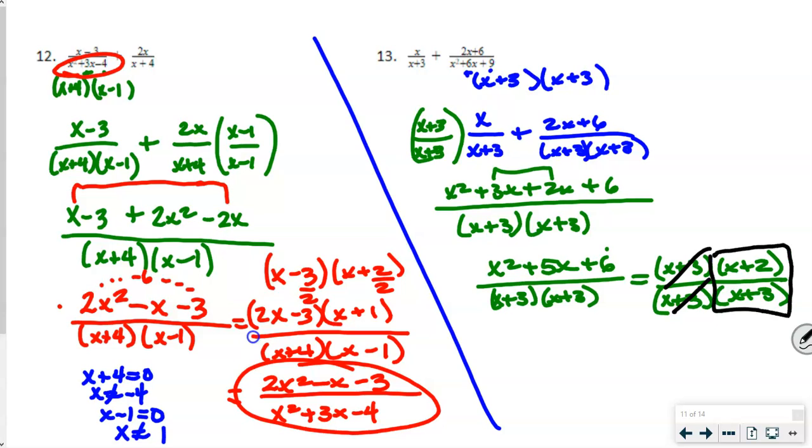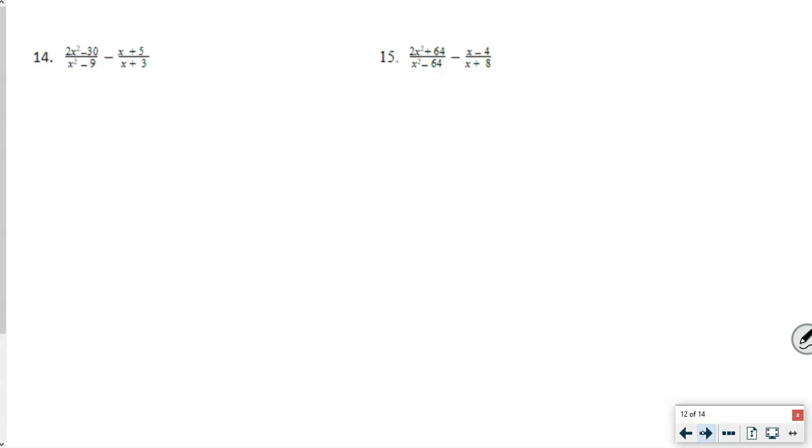Now this time we only have one because x plus 3 is repeated. So we only have to say x plus 3 equals 0 to find where our x is undefined. So x cannot equal negative 3 because we're going to subtract 3 from both sides there. All right, so number 14, again, we're looking for the GCF, right? So what I'm going to do is factor all this stuff. So we've got our 2x squared minus 30, right?